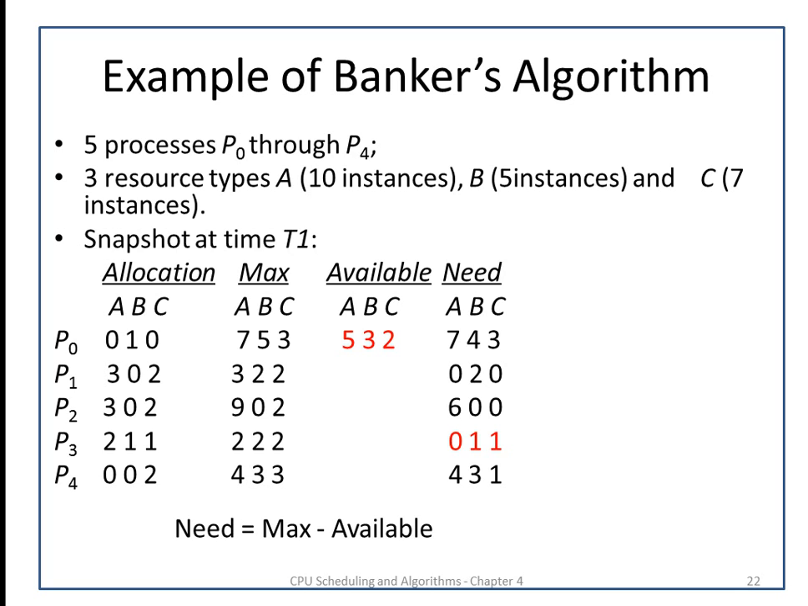The process P2's need cannot be satisfied, so it will not be considered for execution. The next process P3 has a need that can be satisfied with this available, so the resources will be allocated to process P3, its execution will be completed, and after completion the resources will be returned to the system, so the available will be updated by adding the resources of P3. So this is the updated available.